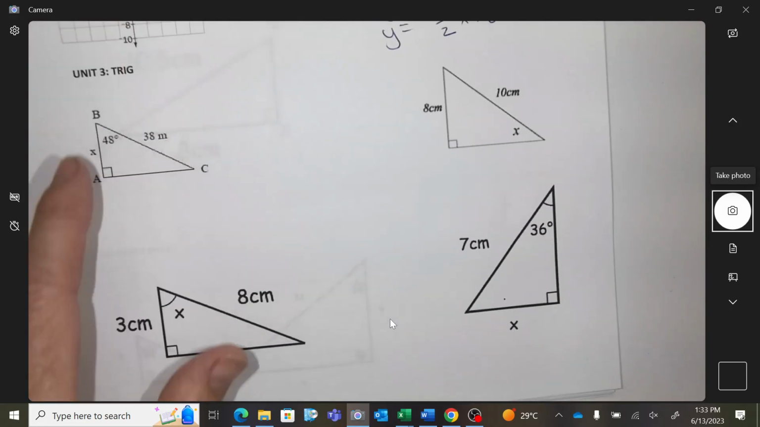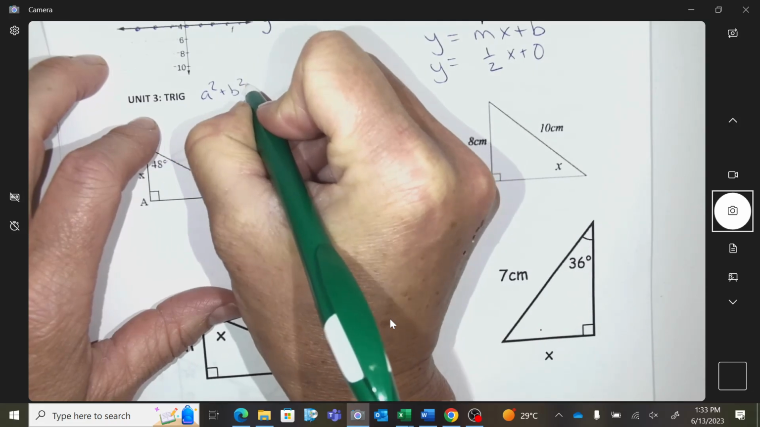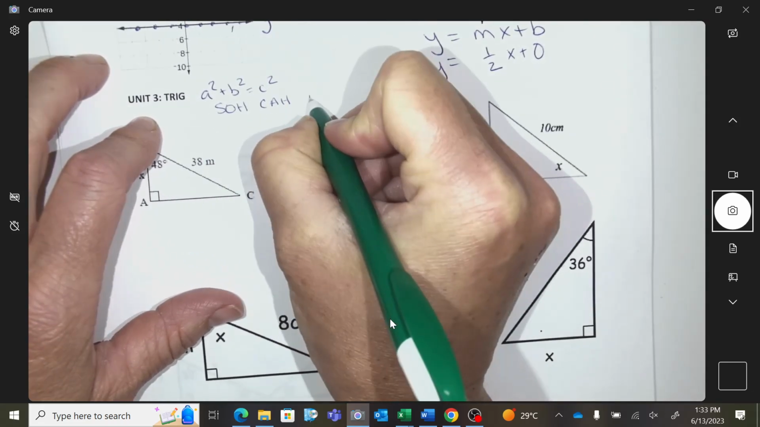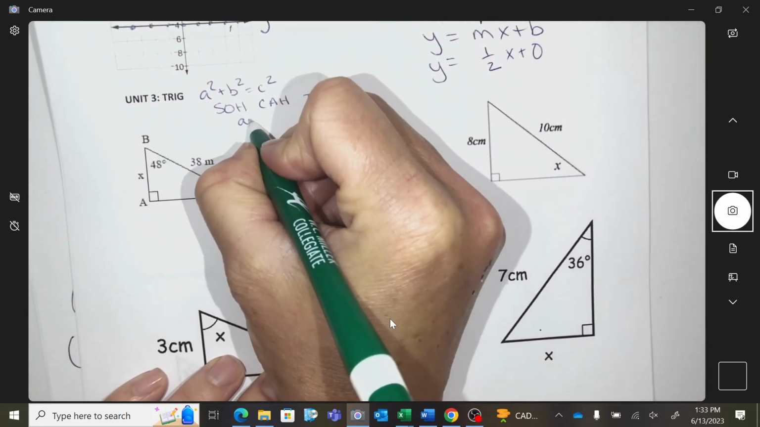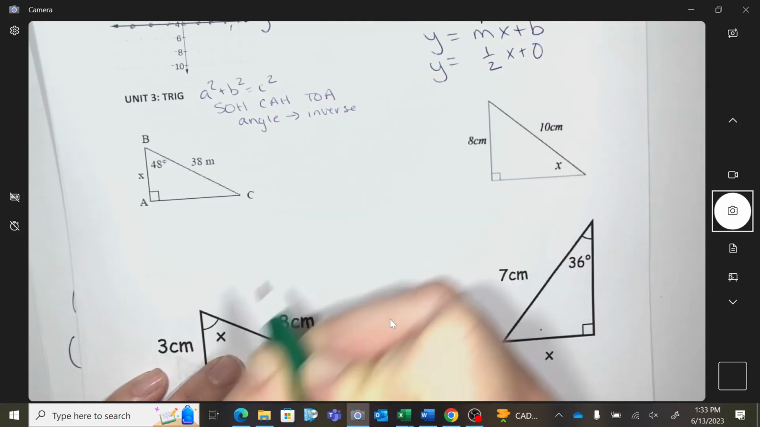Trig, we have a squared plus b squared equals c squared. And we have the SOHCAHTOA methods. Those are the strategies. SOHCAHTOA, what if you ever need to figure out what the angle is? What are you doing? Inversing. The angle process means to hit the inverse button.